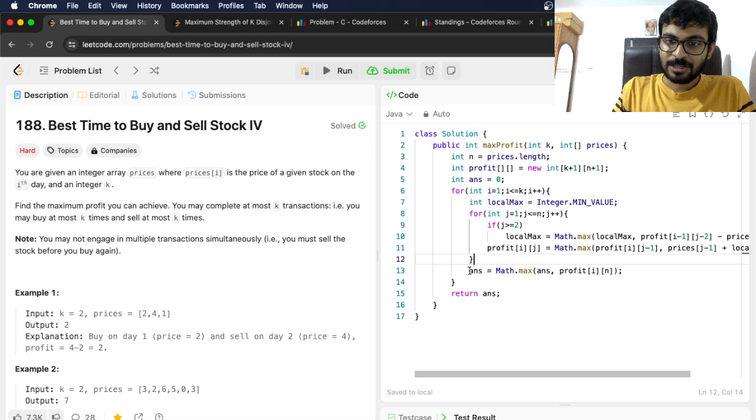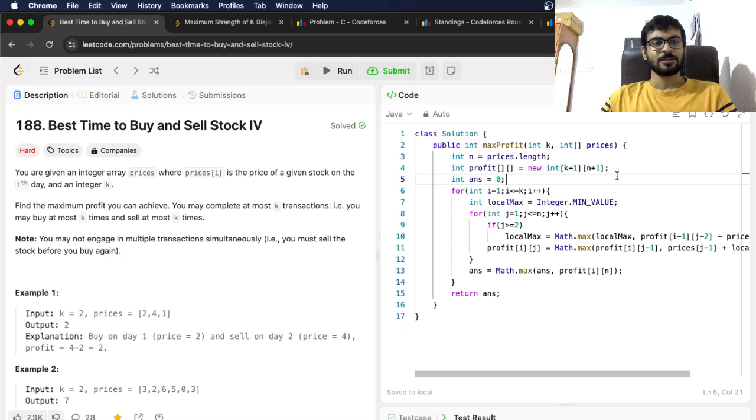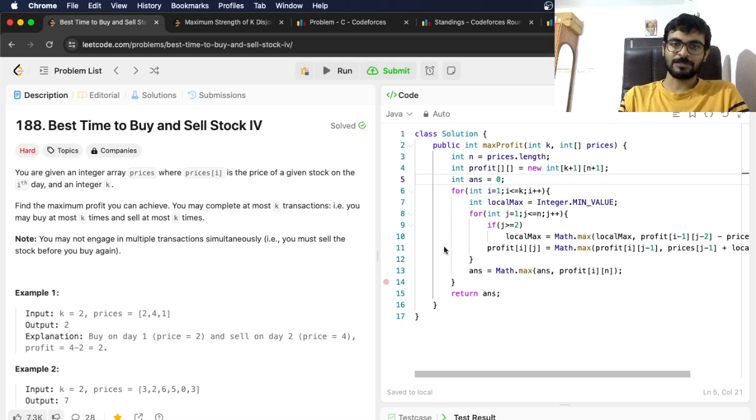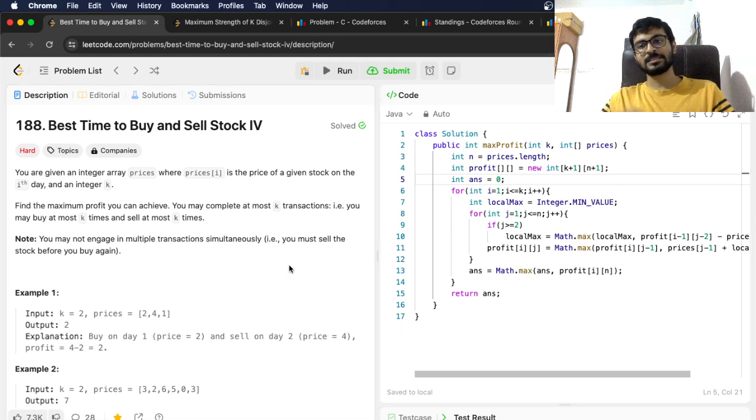Finally, answer equal to the maximum of answer and profit of i, n. Return the answer. That's it. So this is how you can solve this problem. The interesting thing is this simple thing. It looks such a small code.